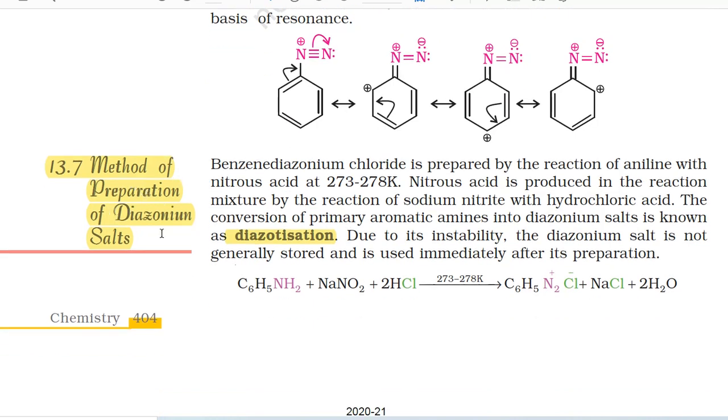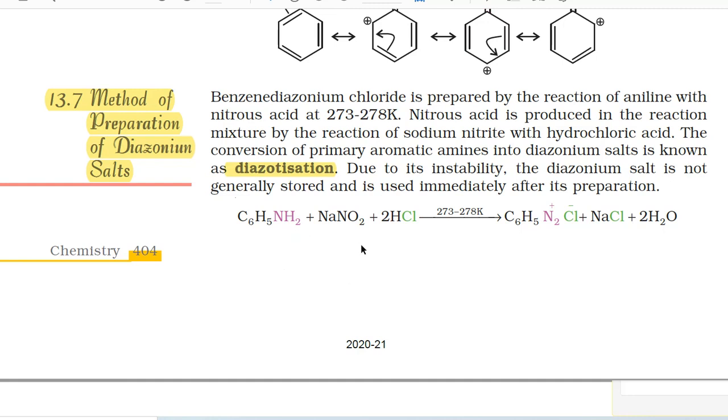13.7 Method of preparation of diazonium salts. Benzene diazonium chloride is prepared by the reaction of aniline with nitrous acid at 273 to 278 Kelvin. Nitrous acid is produced in the reaction mixture by the reaction of sodium nitrite with hydrochloric acid. The conversion of primary aromatic amines into diazonium salt is known as diazotization. Due to its instability, the diazonium salt is not generally stored and is used immediately after its preparation.